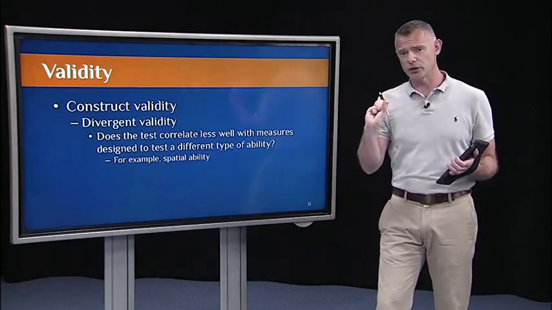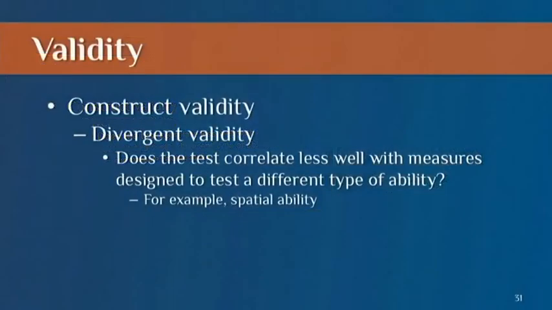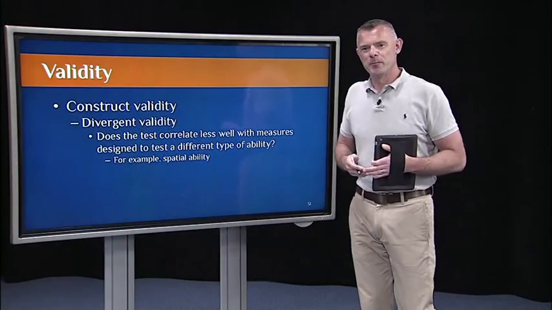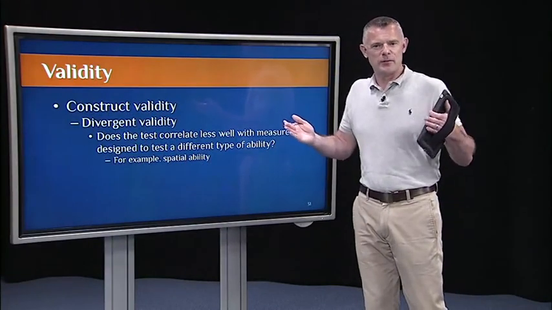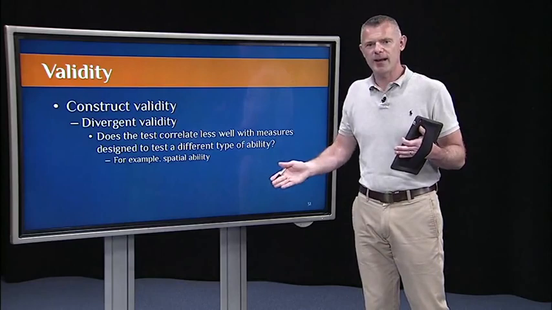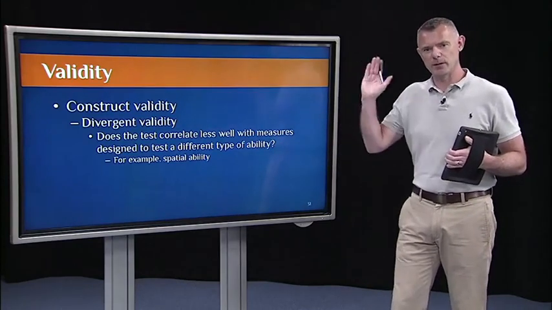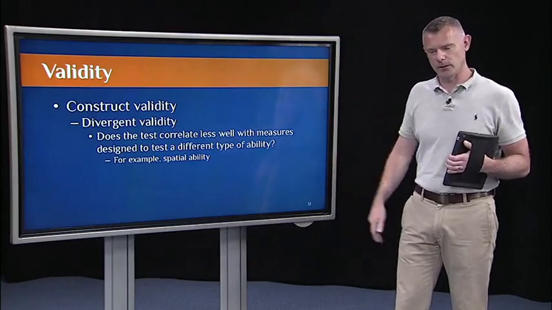So you also have to show that your measure of verbal ability, say your vocabulary test, correlates less well with some other ability, or correlates less well with things that it just shouldn't correlate with, say height, right? If there's any assessment that you can look at that it should be correlated at 0 with, then you should test that, and that would give you some evidence for divergent validity.